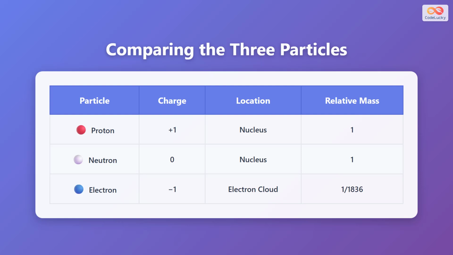Now let's compare all three particles side by side. Protons have a charge of +1, are located in the nucleus, and have a relative mass of 1. Neutrons have 0 charge, are also in the nucleus, and have a relative mass of 1, nearly identical to protons. Electrons have a charge of -1, are found in the electron cloud, and have a relative mass of only 1 divided by 1,836, making them much lighter than the other two particles. This comparison helps us understand how these particles work together to form atoms.